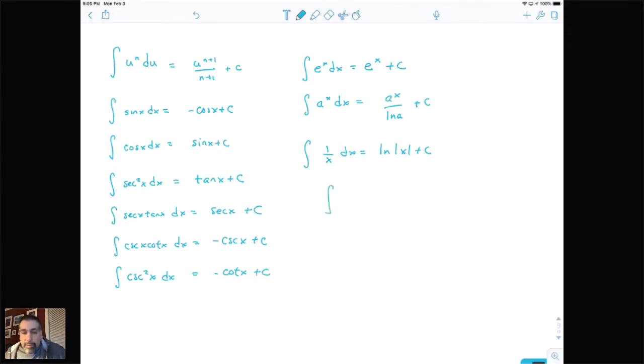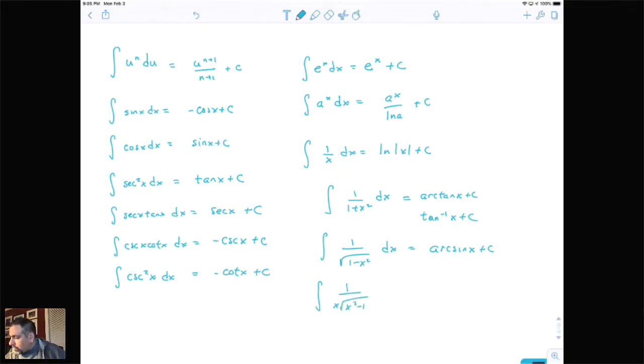There are three other integrals that come up on the AB exam that you should be familiar with. That's the integral of 1 over 1 plus x squared dx, which is the arctangent of x plus c. You might refer to that as an inverse tangent, written like this, and that's fine. Okay. The integral of 1 over the square root of 1 minus x squared dx is the arcsine of x plus c. And the integral of 1 over x times the square root of x squared minus 1 dx is equal to arcsecant x plus c.